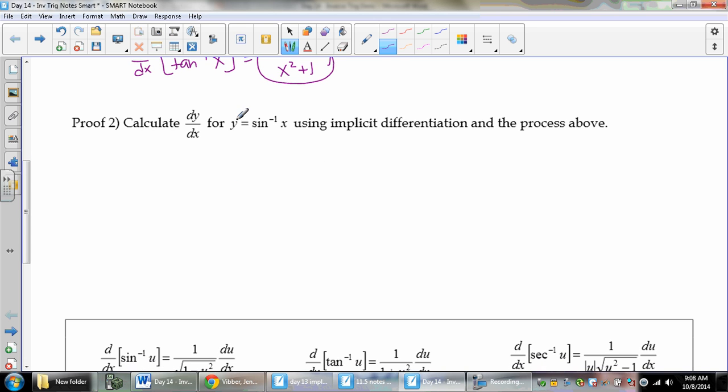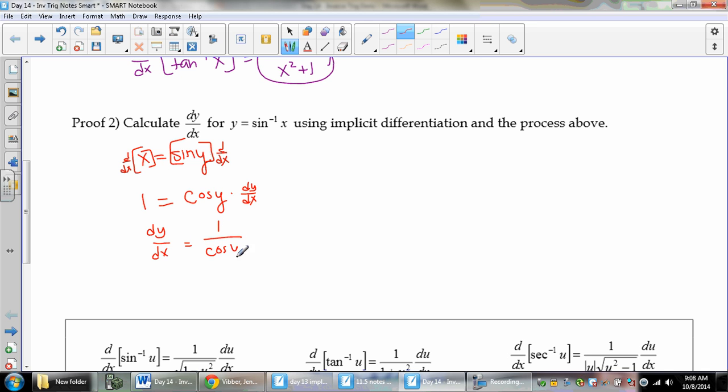We're going to do the same process for the derivative of inverse sine using implicit differentiation. So I'm going to rewrite it as x equals normal sine of y. I'm going to take the derivative of both sides with respect to x. The derivative of x is 1, and the derivative of sine y is the derivative of the outside, keep the inside, times the derivative of the inside. I'm going to solve for dy/dx and get dy/dx equals 1 over cosine y.